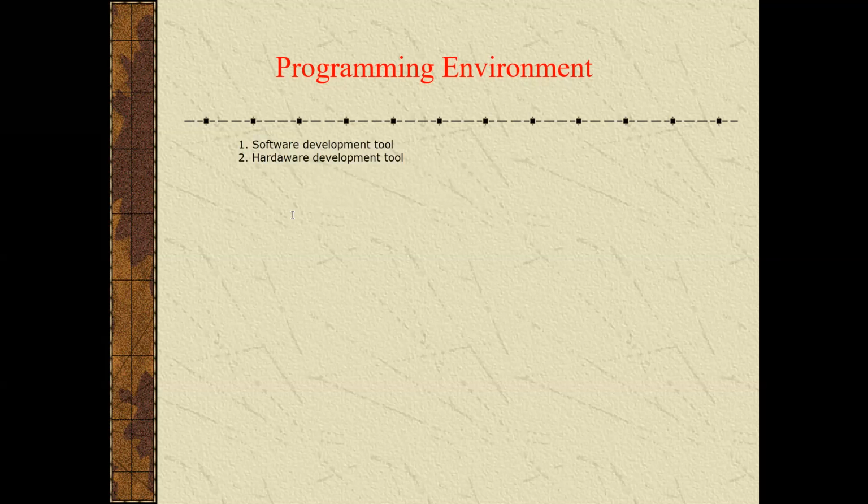First one is software development tool, second one is hardware development tool. So the software development tool comprises of these things. What are those? First one is assembler.